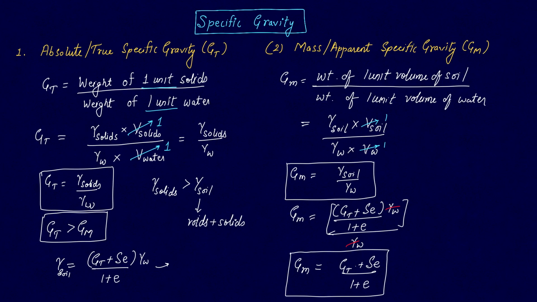That is the simplest formula, and there might be some numericals in your examination or even in the field. It is possible that you just know GM, because in the field you can't calculate the value of GT very easily. But you can simply dig out a chunk of soil and calculate its bulk unit weight very easily in the field. And if you know the value of GM, you can easily calculate the value of GT also.